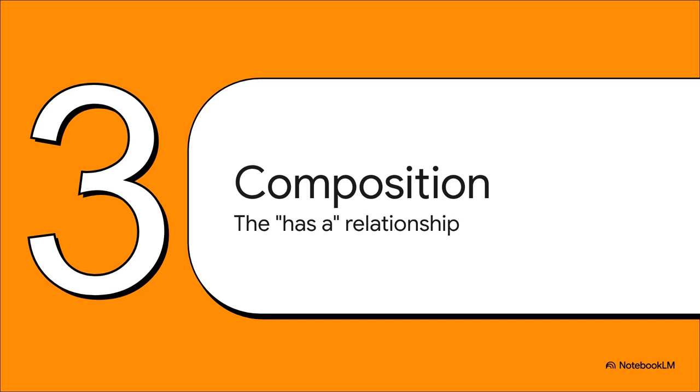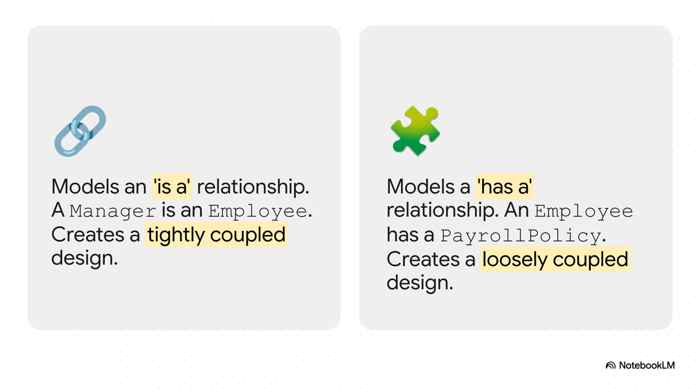And that mess brings us to composition, which is a much more flexible and, I'd argue, more powerful approach. Here, we're going to stop thinking about what an object is, and we're going to start thinking about what an object has. It's a total, fundamental shift in your mindset. So think about it like this: where inheritance creates this really tight bond, a manager is an employee, and that's forever, composition creates a loose one.